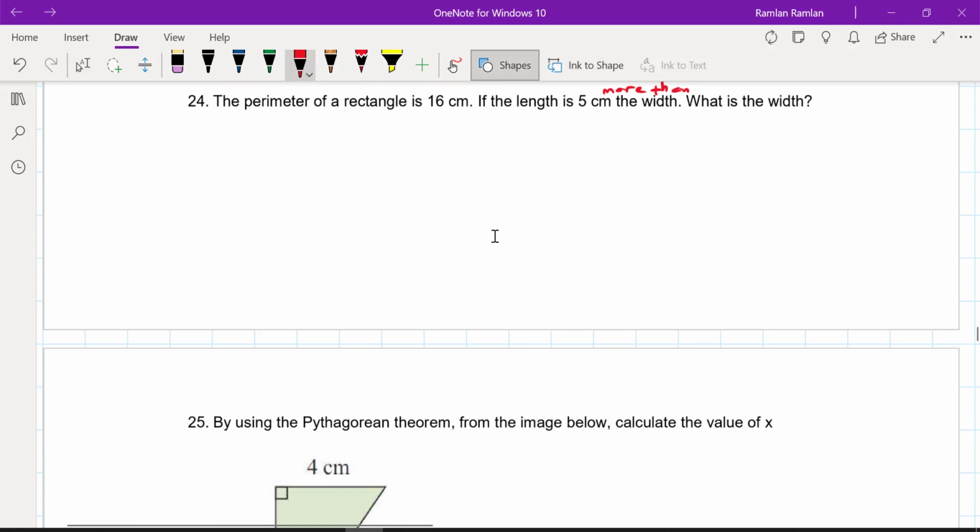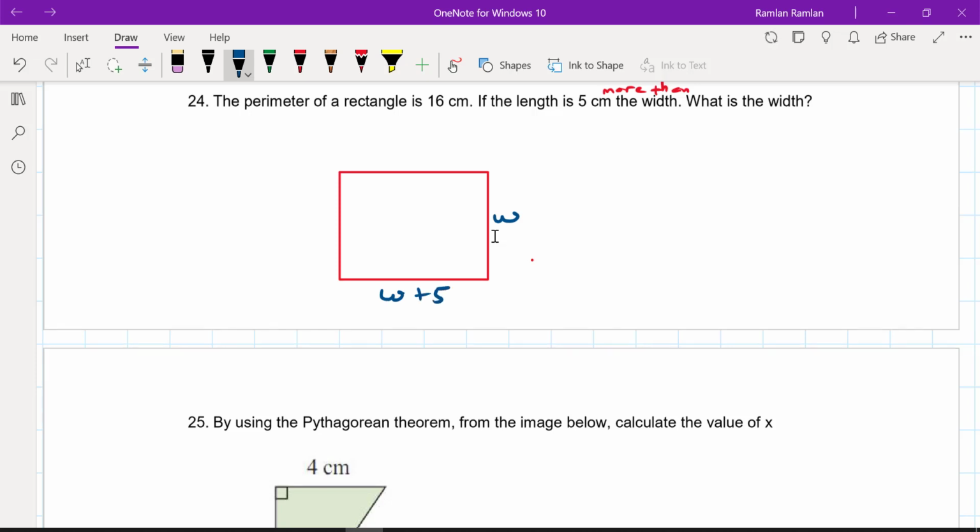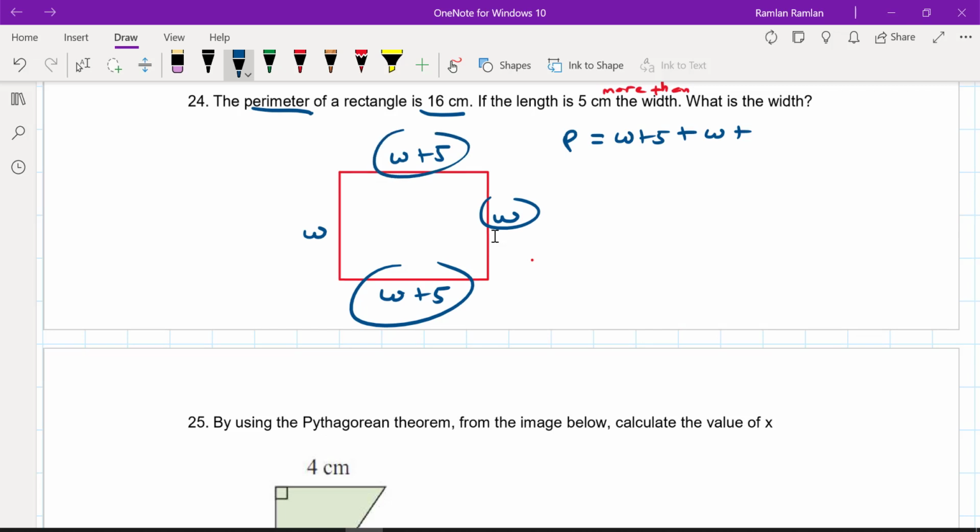So again, we can just draw the rectangle here. Let's say the width is W, which means that the length is W plus 5, because it says more than. More than means you add them, right? So this is also W plus 5, and this is also W. It said that the perimeter is 16, and the concept of perimeter is adding all of the side lengths. So P equals W plus 5, plus W, plus W plus 5, plus W, and that equals 16, because we know that the perimeter is 16.